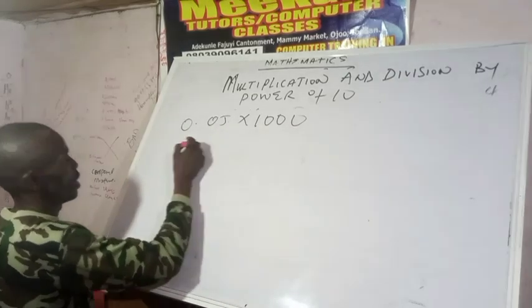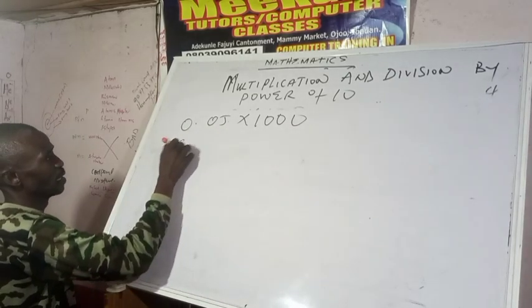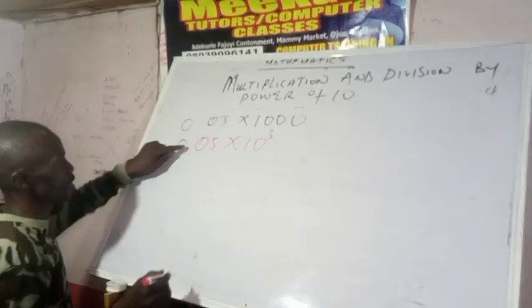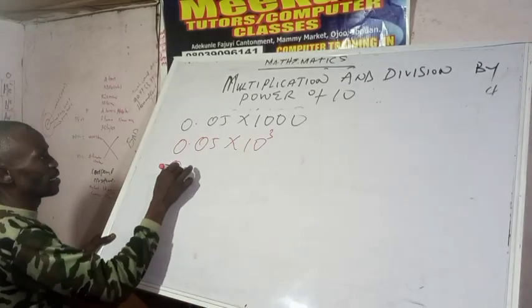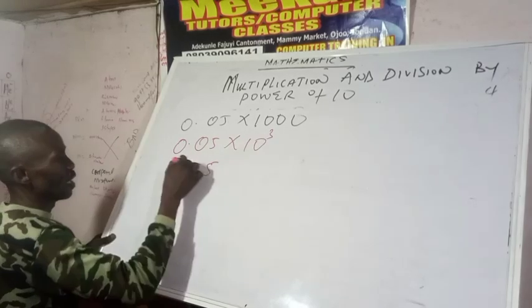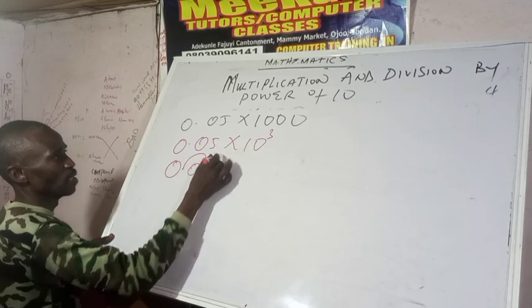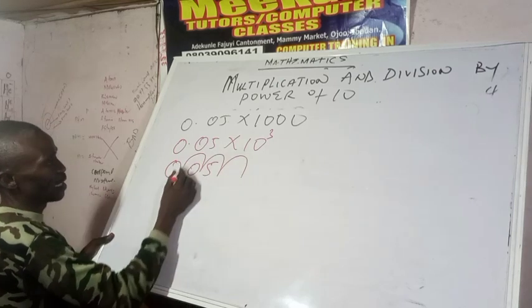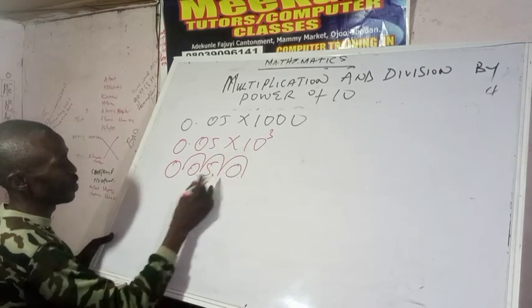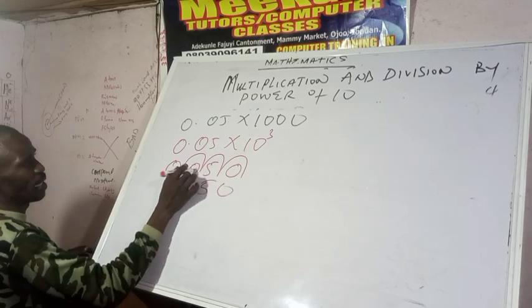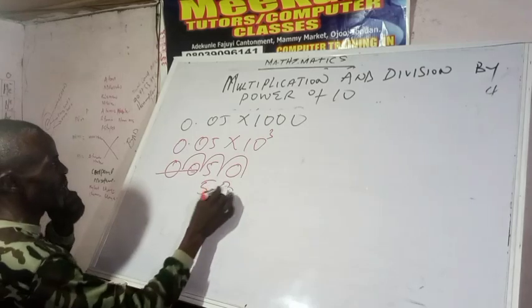0.05 times this one. This one is still the same thing as writing 0.05 times 10 raised to power 3. That means this thing will shift 3 times. Alright, 0.05. Because multiplication is to shift to the right, let's go: 1, 2, and 3. That is the decimal, you put 0 here. So what's my answer here? My answer is 50. All these ones are deleted off, so it becomes 50.